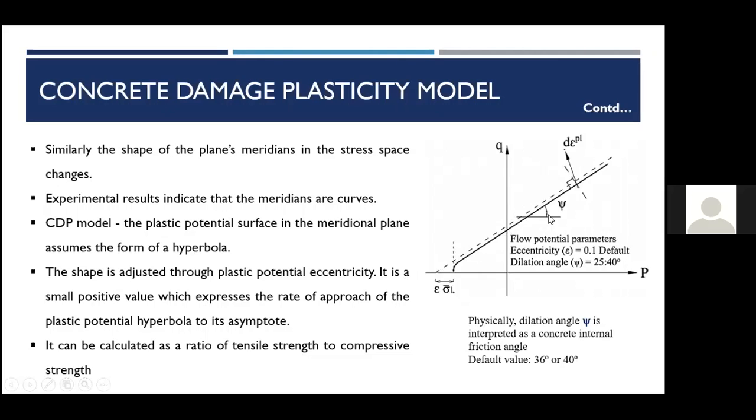Again, you also have another parameter called dilatation angle. This angle is the angle of inclination of the failure surface towards the hydrostatic axis, measured in the meridional plane. Physically, this angle is interpreted as the concrete internal friction angle. For ordinary concrete, you can take the angle as 36 or 40 degrees.